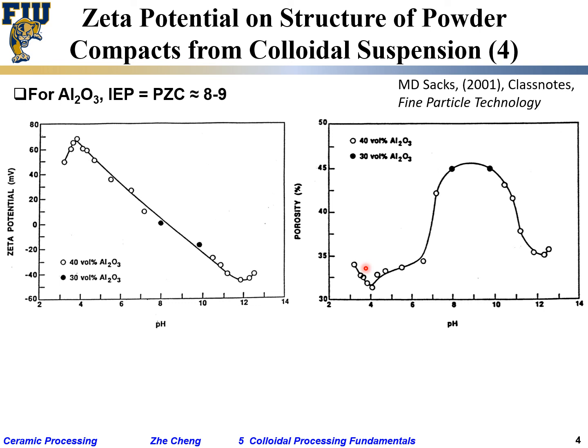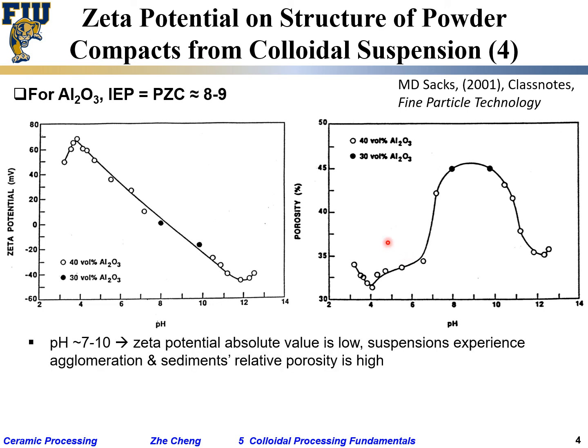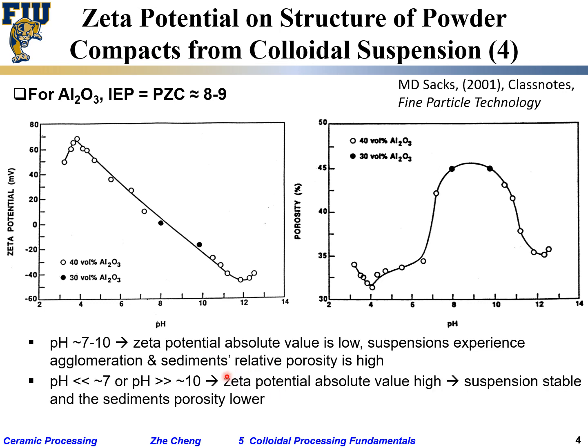That kind of gives you the knob to control your process. Makes your sintering more effective, more energy efficient. It's difficult to overcome this porosity difference by sintering. Okay? That's what we said. With pH in the middle, we have low zeta potential, high porosity. On the other hand, if we are either at low pH or much higher pH, we would have higher zeta potential and lower porosity.